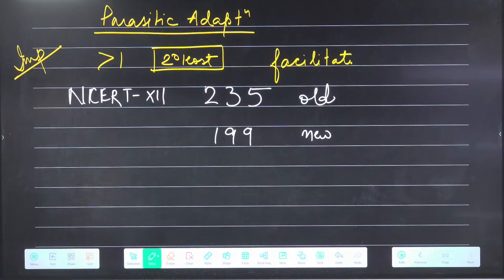Can you tell me what type of extinction? Do you know what term we use when two different species become extinct together? What is the term for that?